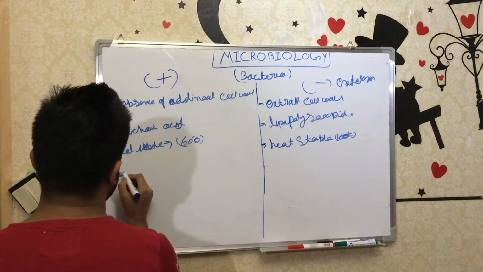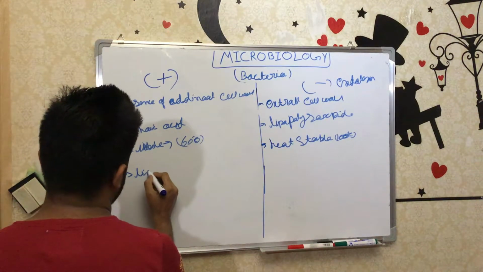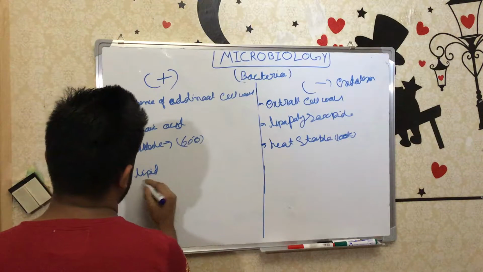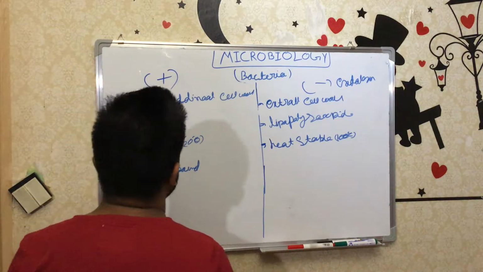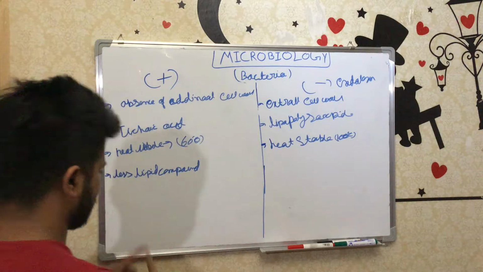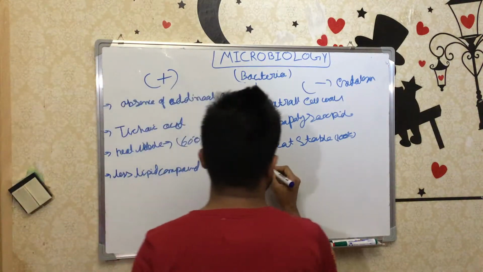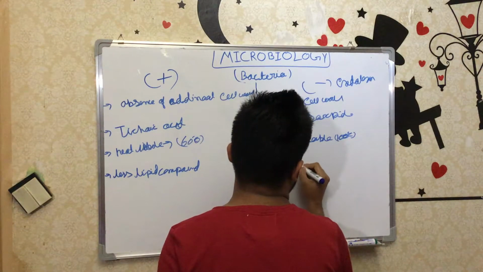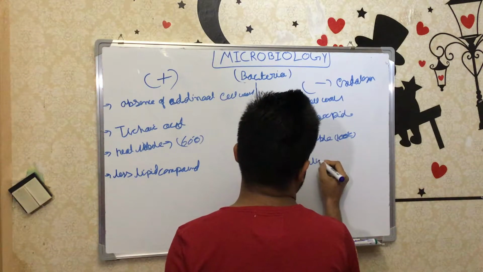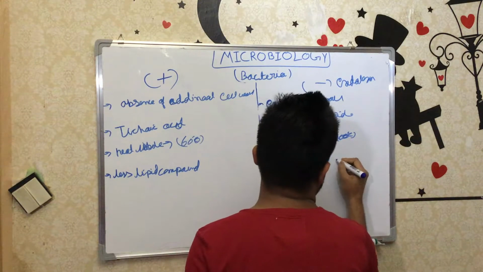Then it has less lipid compound, because it doesn't have any extra cell wall except the plasma membrane, but the other one is very rich in lipid molecules or lipid compounds.